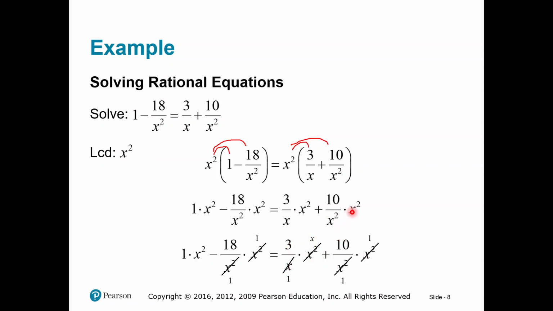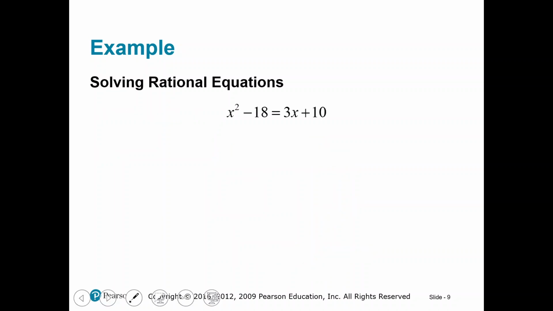Lastly, x squared times 10 over x squared. Once again, x squared goes away. 10 left over. So therefore, after you've done the multiplication of the x squared, you should have x squared minus 18 equal 3x plus 10. Just like that.